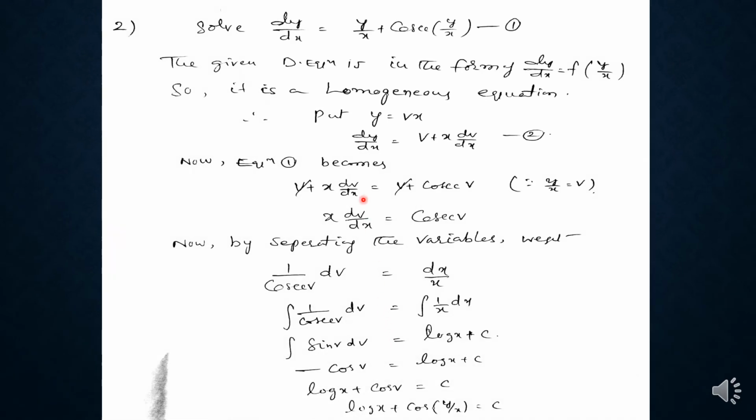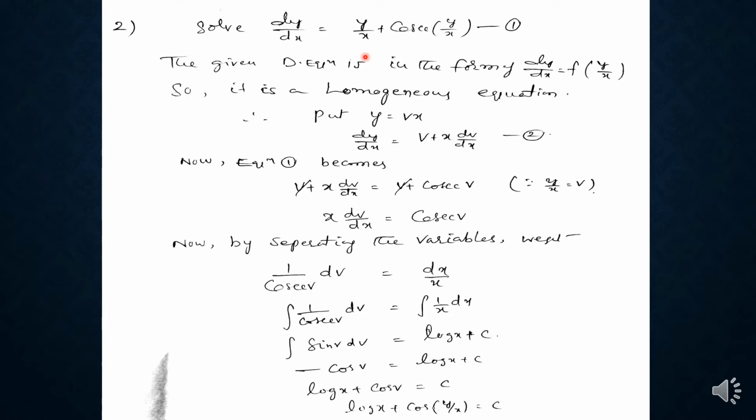Now next problem. Solve dy by dx is equal to y by x plus cosecant y by x. Here the given differential equation is in the form of dy by dx is equal to f of y by x. This is also a homogeneous function. In the definition of homogeneous function, a function f is said to be homogeneous of degree n if it can be put in the form of x to the power of n into some g of y by x, or y to the power of n into a function of x by y. That is also called a homogeneous function.